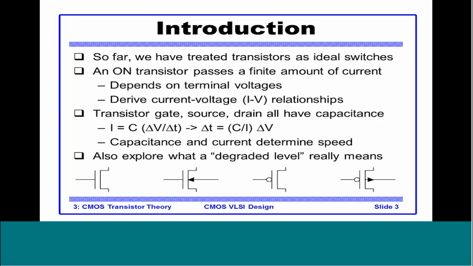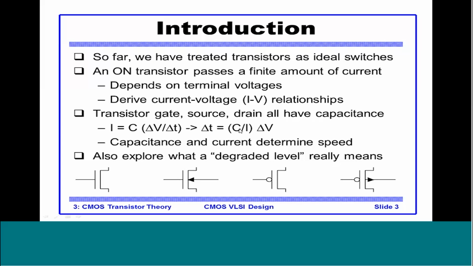The transistor gate, source, and drain all exhibit some amount of capacitance with respect to ground. Now since I is equal to C dV by dt, we rearrange the equation to calculate the time in terms of C and I and the variation with voltage. So the constants here, C and I, actually determine the speed of the gate.